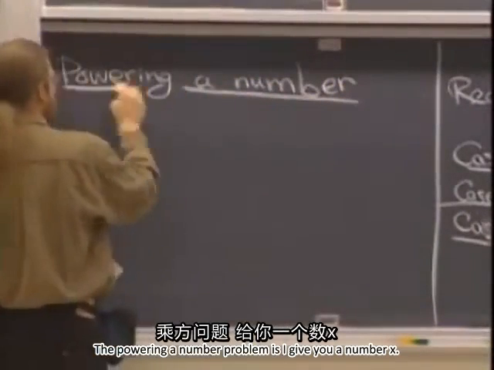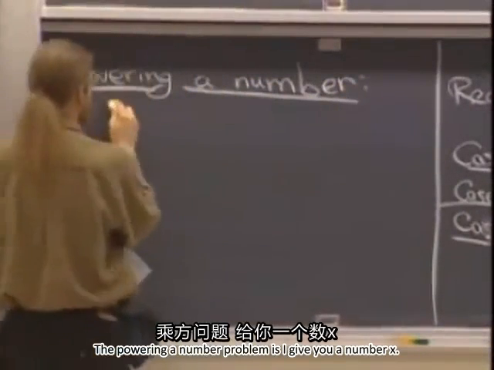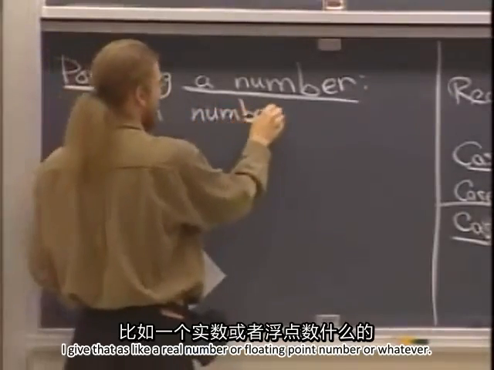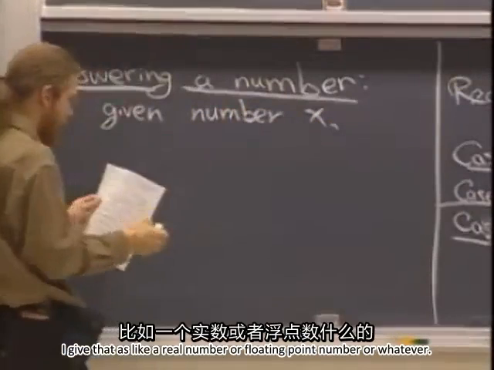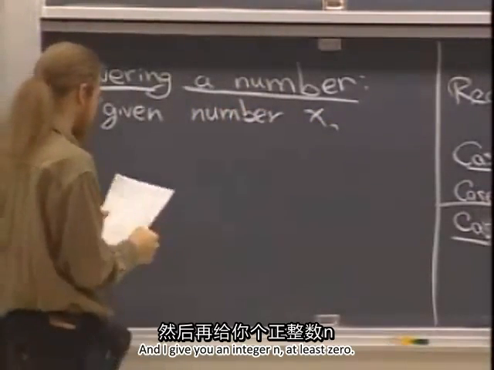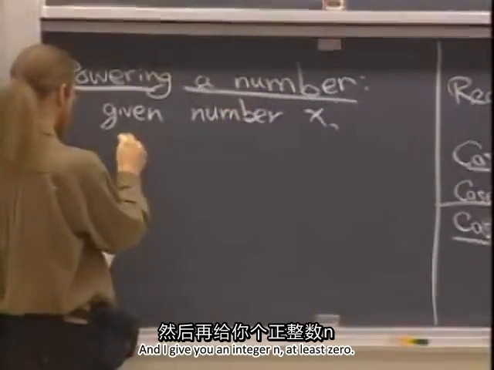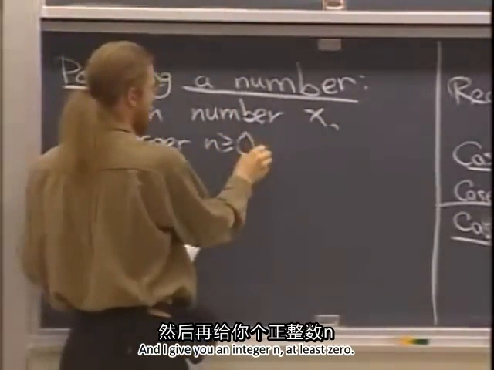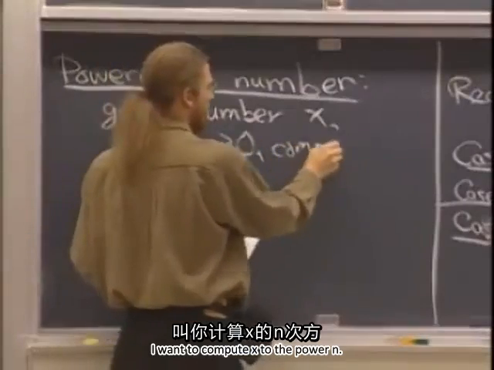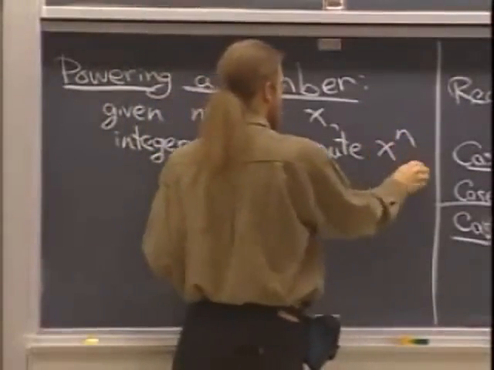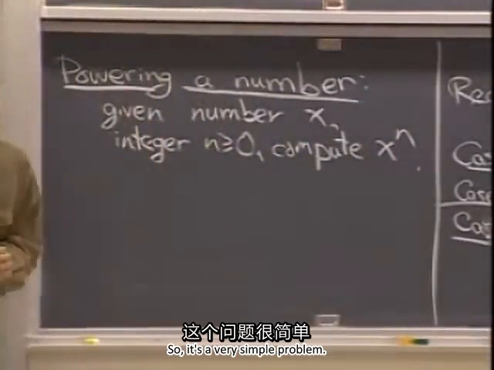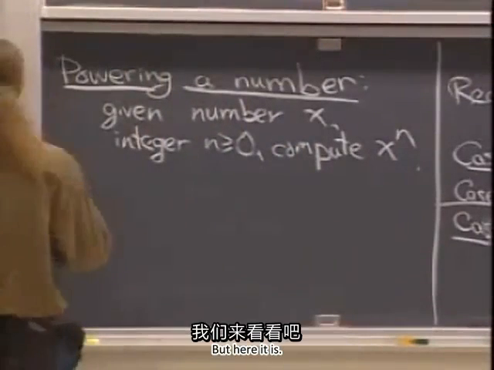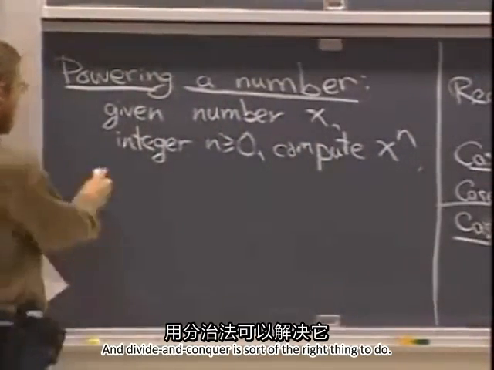So the powering a number problem is: I give you a number x. Think of that as a real number or floating point number, whatever. And I give you an integer n, at least 0. I want to compute x to the power n. So it's a very simple problem. It's in some sense even easier than all of these. But here it is, and divide and conquer is sort of the right thing to do.